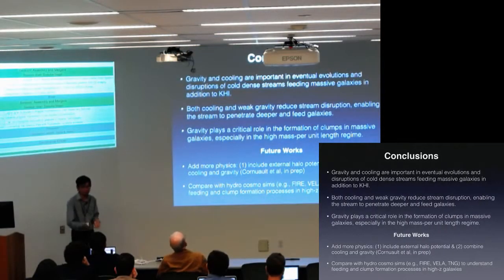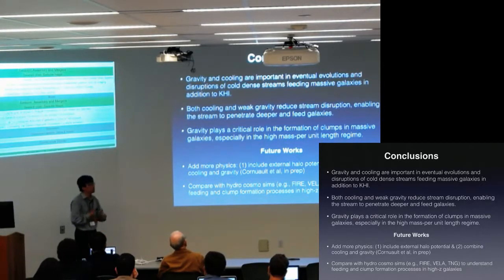So in conclusion, both the gravity and cooling are important in the eventual evolution and disruption of these cold, dense streams feeding the massive galaxies, in addition to the KHI. Both cooling and weak gravity can reduce the stream disruption for different reasons. And it can enable the streams to penetrate farther into the halo and feed the galaxies in the center. The gravity also plays a critical role in the formation of clumps in these massive galaxies, especially when you have the high mass particle length.